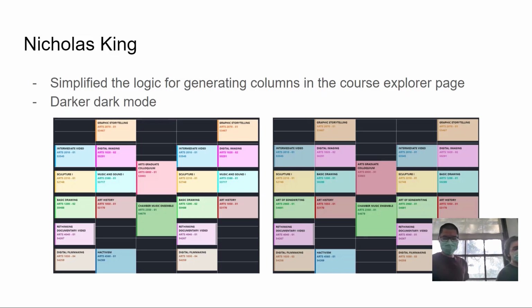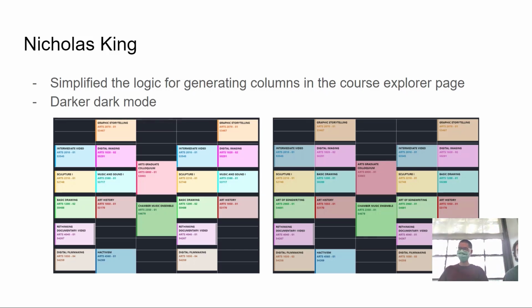All right, so what I did for the semester, I simplified the logic for generating some columns in the Course Explorer page. Before, to create the columns, the code was just copy and pasted, which, since it was only 2 columns, wasn't that bad, but now there's a loop there, so that reduced the amount of code copied.